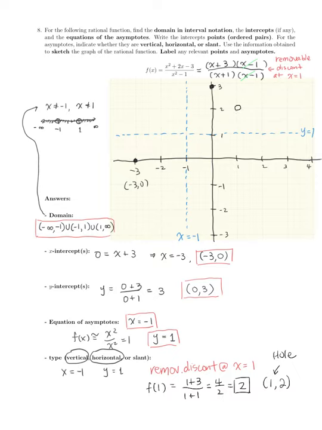So it looks like our graph is going to go something like this. You know what? I need to extend this vertical asymptote a little bit. And it has to go through the y-intercept, and then through the hole. And there's the horizontal asymptote. So here is the top piece of the graph.